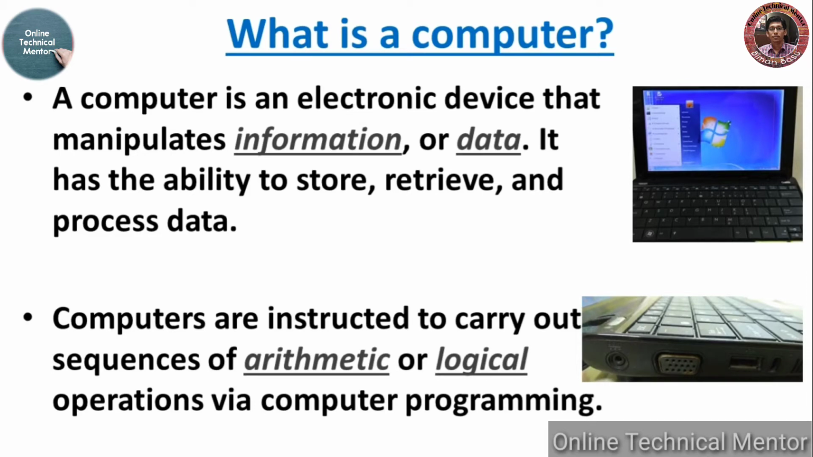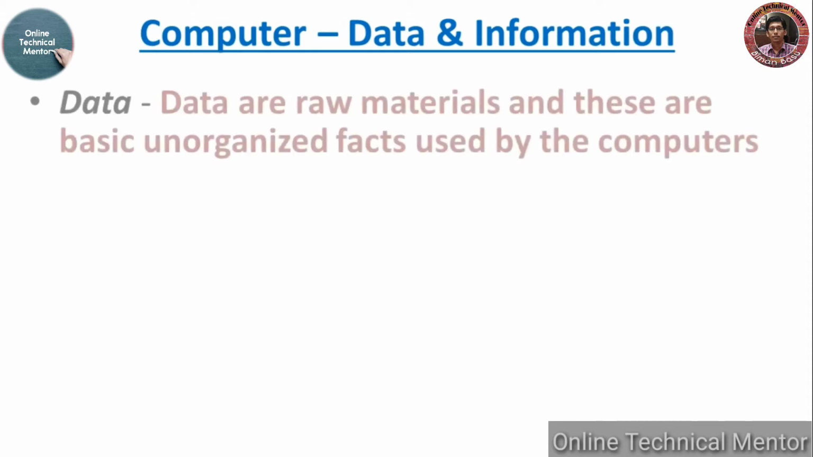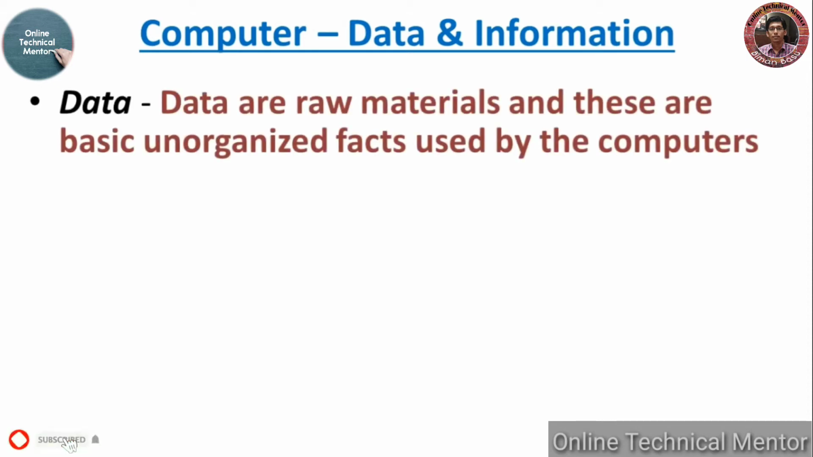Since a computer deals with information or data, let's see what is data and information. Computer data and information. Data are raw materials and these are basic unorganized facts used by the computer. You can say that data are discrete components. You cannot conclude or recognize anything from data. Suppose, let's take an example. Here is a number 28091991. So what does this number signify? You can't guess anything from this.